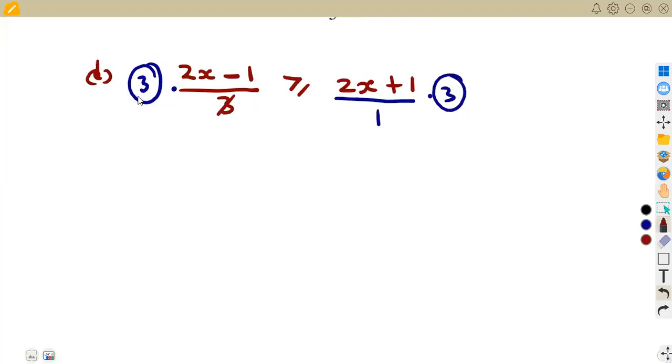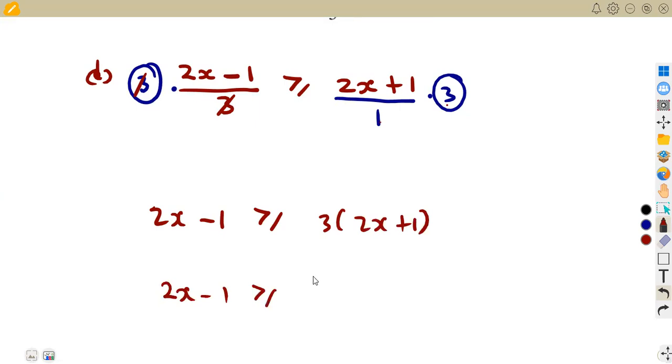Okay, no problem. So let's just cancel there. We're going to have 2x minus 1 is greater than or equal to 1 into 3, that's a 3. So 3 is just going to multiply 2x plus 1. So that means we're going to have 2x minus 1 is greater than or equal to, expand your brackets, distribute by 3, which will be 6x, and 3 times 1 will be a positive 3.